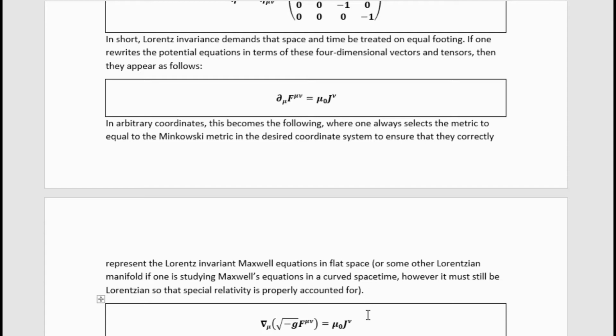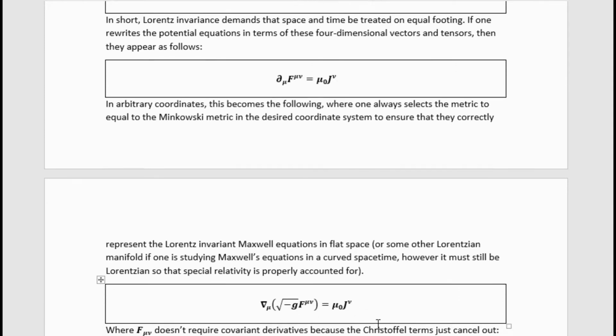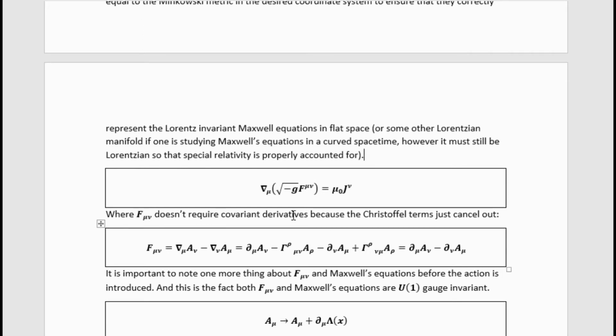flat space. Or if you are dealing with some curved manifold, like if you're coupling it to gravity, then one must select a curved space-time that's still Lorentzian, so that while they aren't the flat Maxwell equations anymore, they at least do still account for special relativity properly, where F mu nu doesn't require covariant derivatives because the Christoffel terms just cancel out. So you can see that I replaced this derivative with a covariant derivative, but I didn't specify a formula for F mu nu that's different, one where covariant derivatives have replaced the partial derivatives.